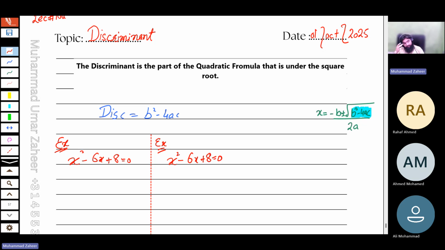Ali Muhammad, contact Ahmed Hamza, why he did not join the class.